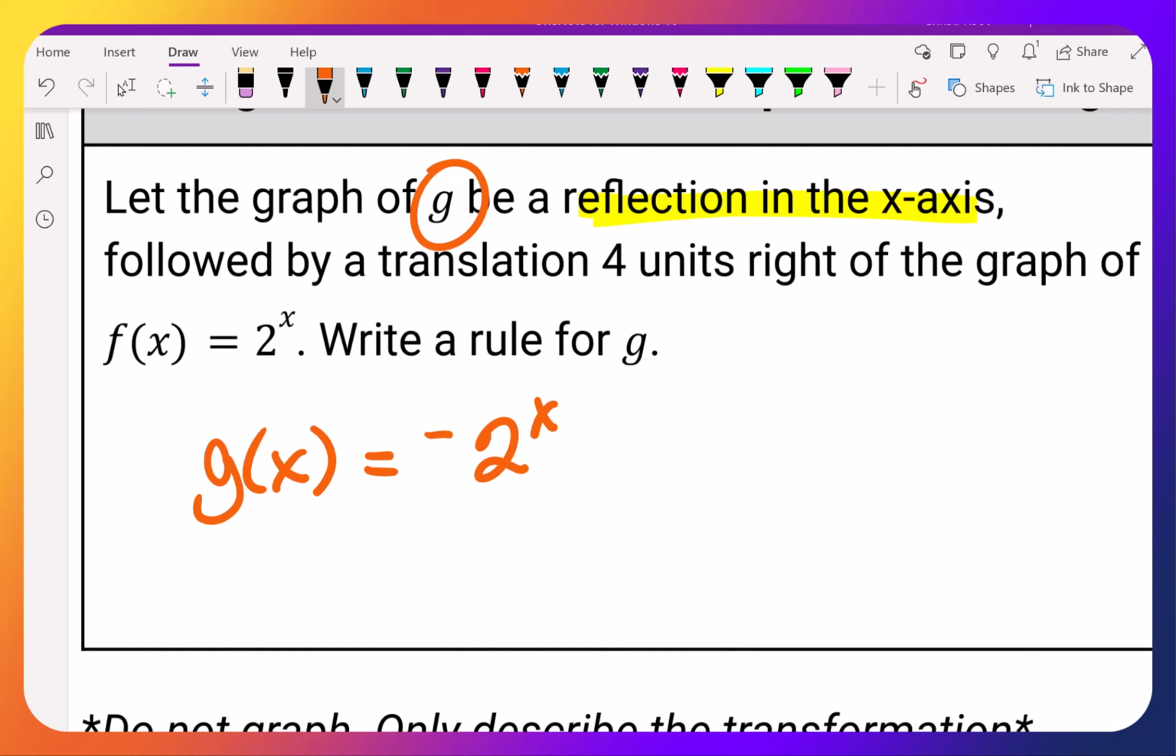Now the second part is we're going to translate it right. And right means that I'm going to affect just the x, not the entire function. So I'm going to have to put that up with the x and the exponent. So 4 units to the right would be minus 4. Final answer.